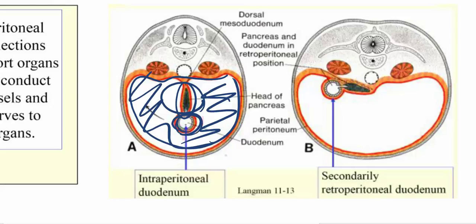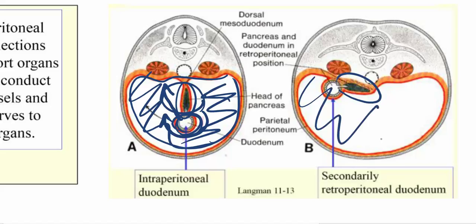And what's going to happen is that we're going to get a rotation. First it's going to move back, and then there's going to be some rotation occurring. What that's going to do is take the pancreas and move it behind the peritoneal cavity, so it's retro. It's behind the peritoneal cavity, but it's secondarily retroperitoneal. So that's all that is saying.